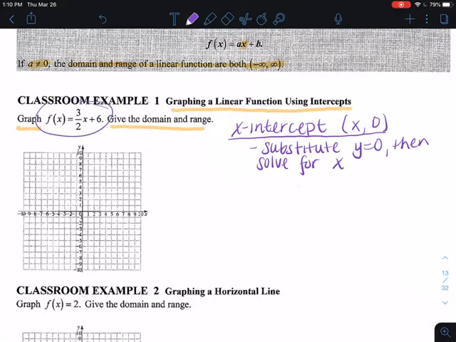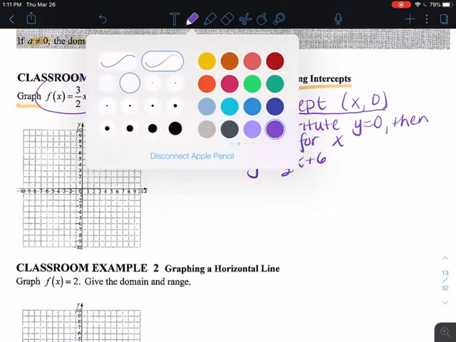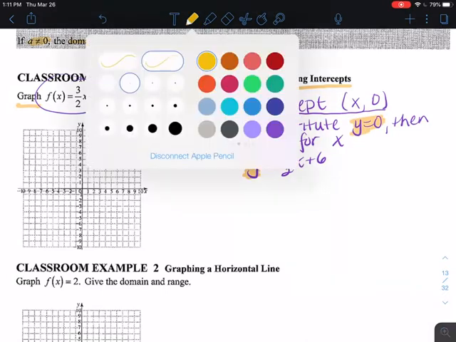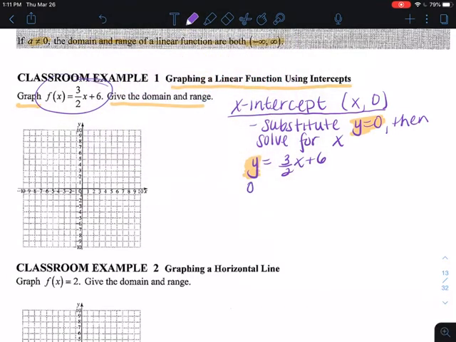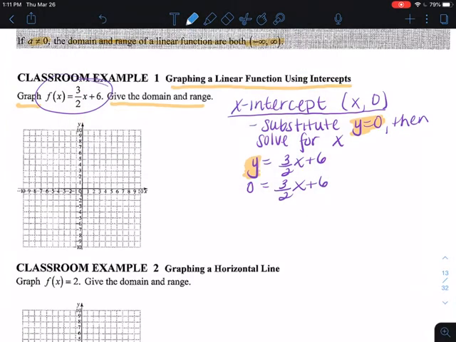All right, so let's go back to the original function. f of x is just another way of saying y equals. So y equals 3 over 2x plus 6. To find my x-intercept, in place of y, I'm going to replace y with 0. So substitute 0 in for y. So I'm going to make this a 0 equals 3 over 2x plus 6. And this is the equation that I'm going to solve for x.